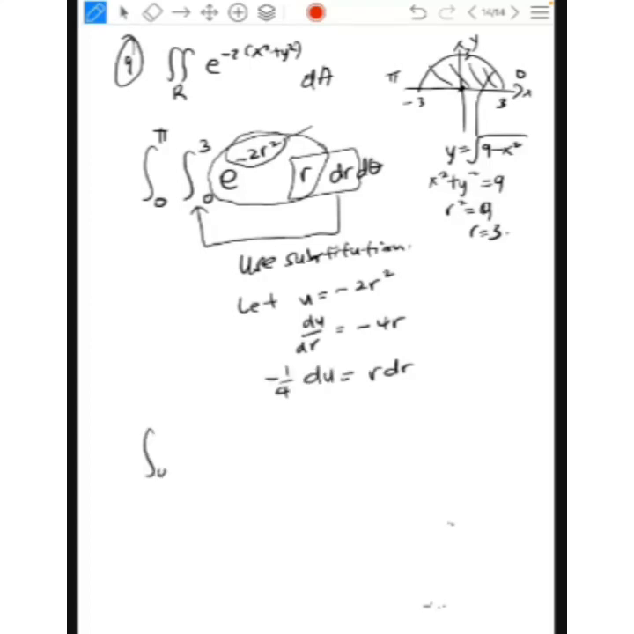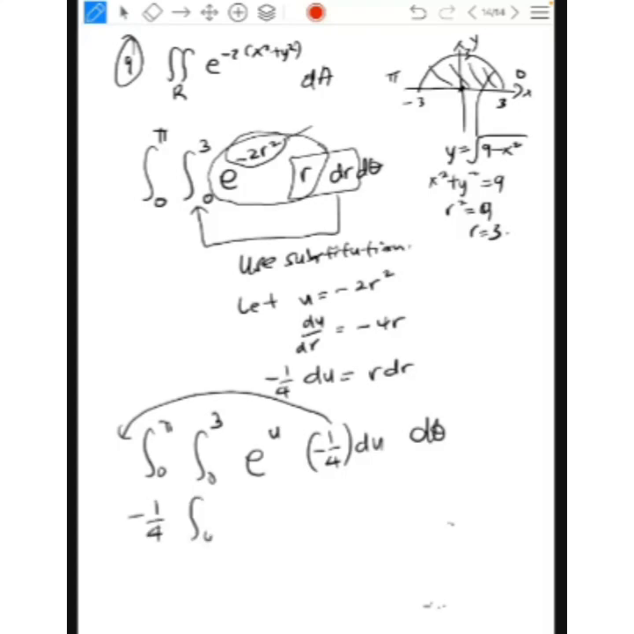Okay, so you tukar kosong hingga pi, kosong hingga 3. Tadi eksponen dah jadi eksponen u, r dr become negative 1 over 4 du. d theta is still there. So 1 over 4 ni boleh buat keluar. Negative 1 over 4, 0 pi. Okay, and then you want to integrate eksponen u. Integrate eksponen u dapat eksponen u lah juga.